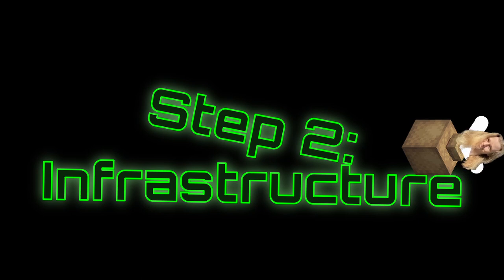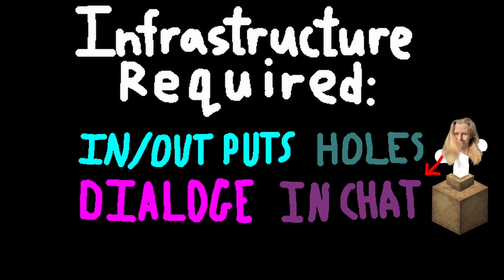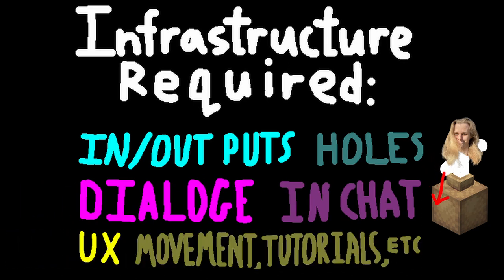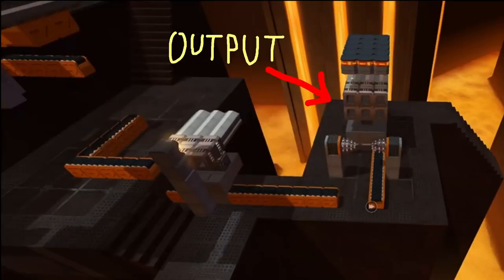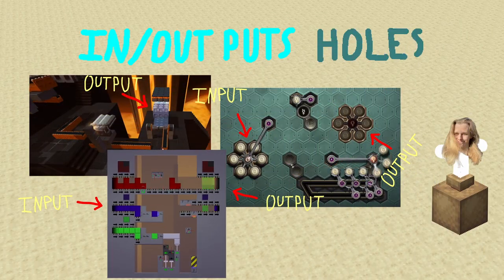Before I make puzzles, I need to make these key features, aka infrastructure. Input and output, i.e. holes, dialogue for the story in the chat, and user experience, things like recipes, movement, tutorials, but these things can be worked on as levels are developed. And dialogue sounds boring, so let's develop the holes. For inspiration, let's look at other games, like Infinifactory, Opus Magnum, and Warp Factory. I realized I could use a bedrock cube.